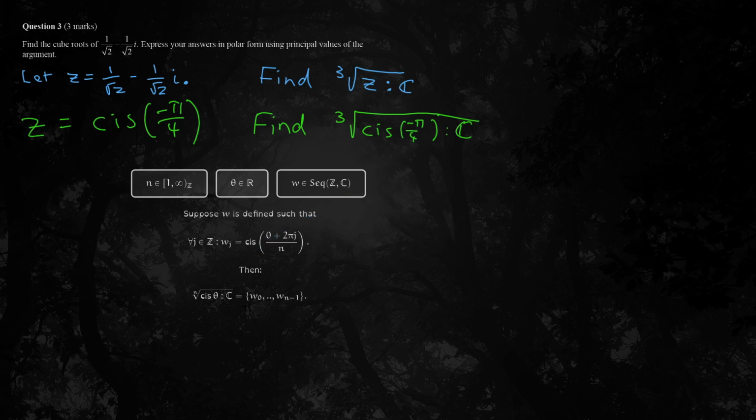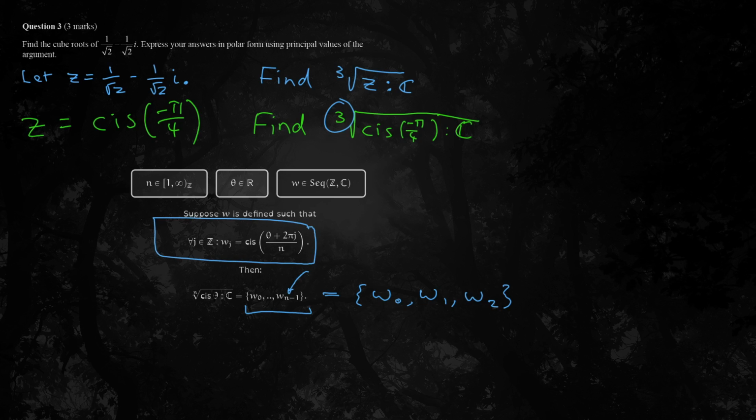And we're told by this theorem that the answer will be a sequence of numbers, w0 up to wn minus 1. N is the degree of the root we're taking. So in this context, n is 3. So our solutions will be of the form w0, w1, w2. And the formula for these w's is given on this line.